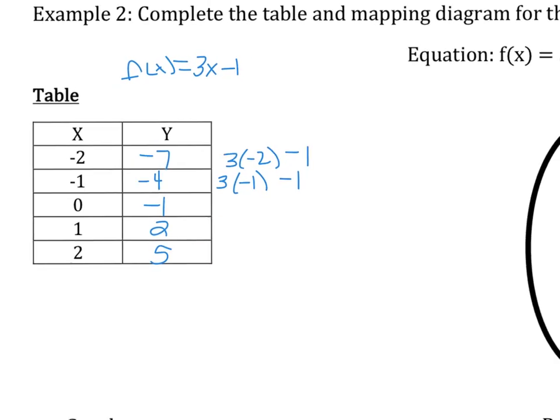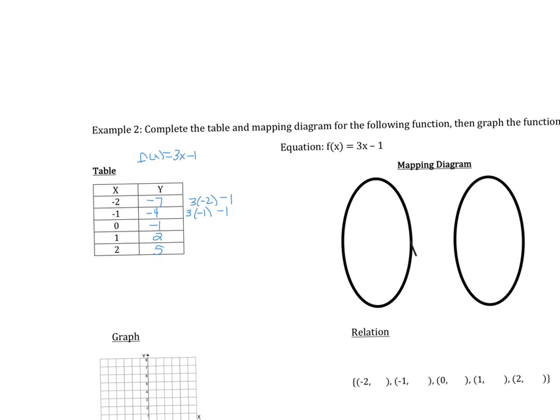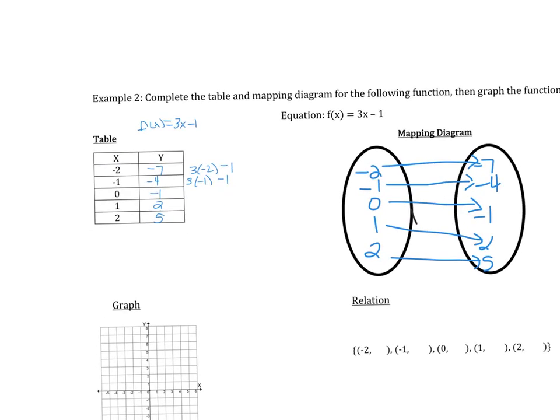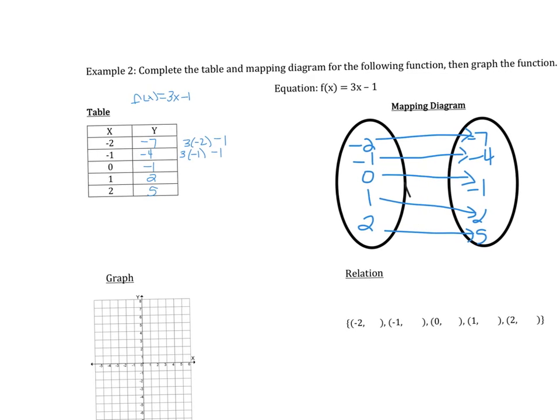After completing our table, we can complete our mapping diagram. I like to put my numbers in numerical order. So for my inputs, I'm going to start with -2, and then -1, 0, 1, and 2. I'm also going to put my outputs in numerical order: -7, -4, -1, 2, and 5. And then remember, we just map each input to the correct output. -2 goes to -7, -1 to -4, 0 to -1, 1 to 2, and 2 to 5. These are kind of boring mapping diagrams. Sometimes different inputs go to different outputs, or the outputs have multiple inputs, and so on and so forth.